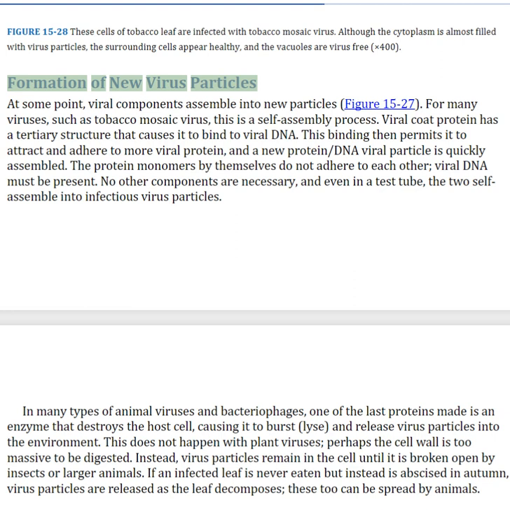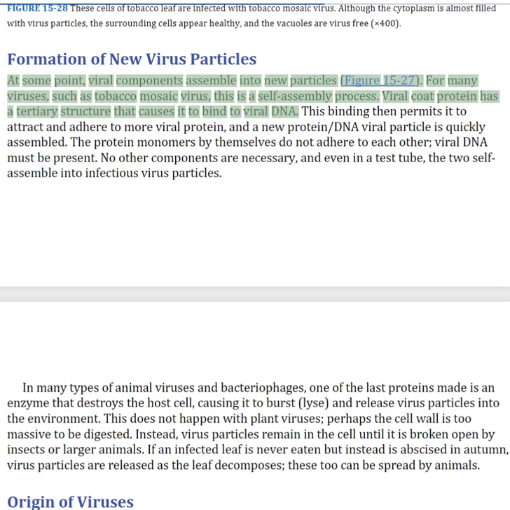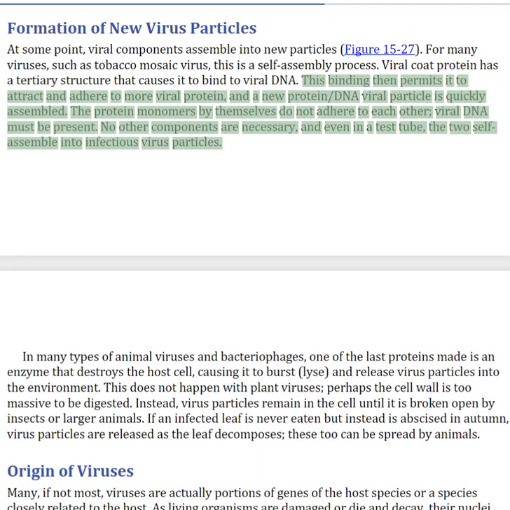Formation of new virus particles. At some point, viral components assemble into new particles. For many viruses, such as tobacco mosaic virus, this is a self-assembly process. Viral coat protein has a tertiary structure that causes it to bind to viral DNA. This binding then permits it to attract and adhere to more viral protein, and a new protein DNA viral particle is quickly assembled. The protein monomers by themselves do not adhere to each other. Viral DNA must be present. No other components are necessary, and even in a test tube, the two self-assemble into infectious virus particles.